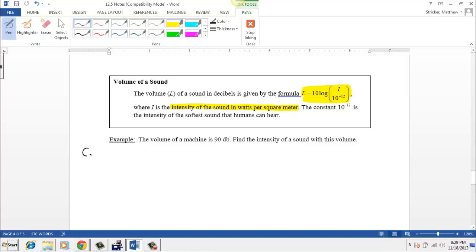So we are basically given what L is. We're given the volume. We're given that L is 90 decibels and we want to find the intensity. We want to find what I is equal to. So this is really just an application of what we've been doing. We know we have that formula up there, so L is 90 equals 10 times the log of I divided by 10 to the negative 12.